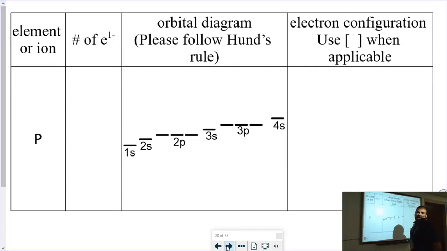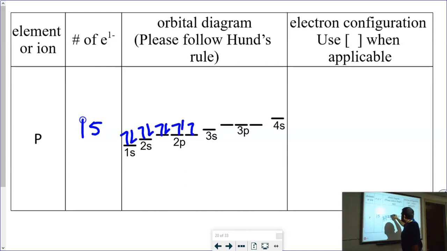All right, if you're back, phosphorus. This is element number 15. It's neutral, so that means 15 protons, 15 electrons. I fill these in: 1, 2, 3, 4, 5, 6, 7, 8, 9, 10, 11, 12, 13, 14, 15. And again, it's important that those p orbital electrons are split up prior to pairing up.